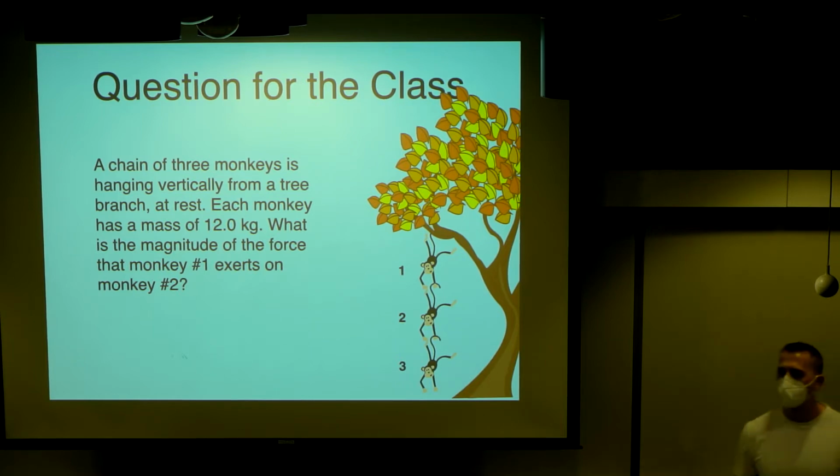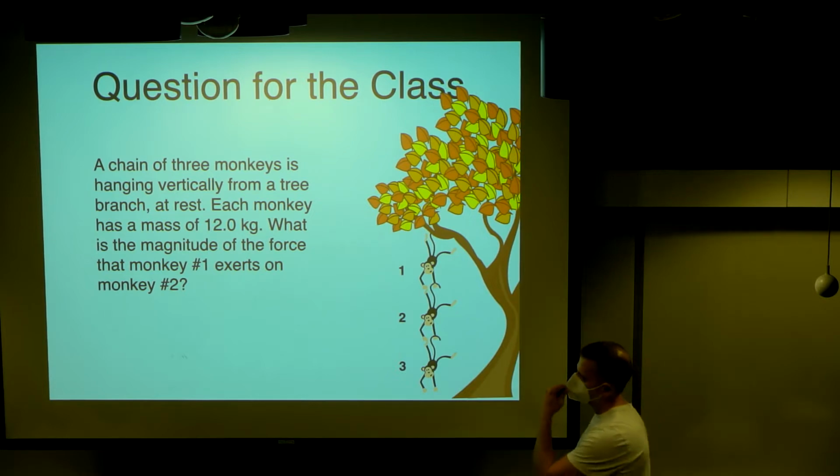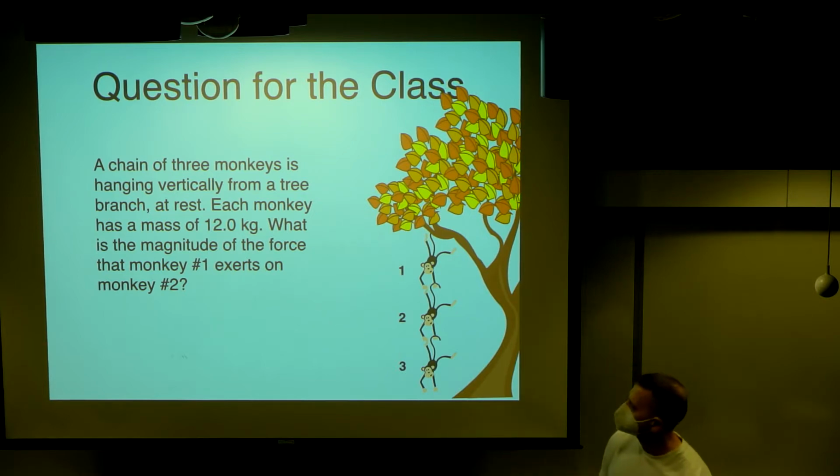This is where we left off. We were doing a bunch of example problems involving the third law of motion. This is the idea where we have equal and opposite forces. And this is just another example like that. So let's take a look at what's going on here. We have a chain of 3 monkeys hanging vertically from a tree branch, as you see here. Now, in this case, we're going to suppose that the entire chain of monkeys is at rest. So there's no motion happening. Each monkey has a mass of 12 kilograms.